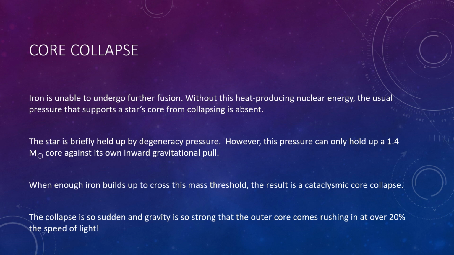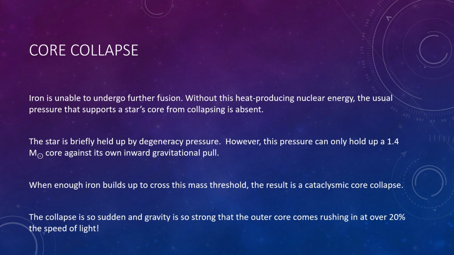The core of an aging massive star gets progressively hotter as it contracts and ignites successive stages of nuclear fusion. But even as more of the star's core is converted into iron, this iron is unable to undergo further fusion. Without this heat-producing nuclear energy, the usual pressure that supports the star from collapse is now absent.